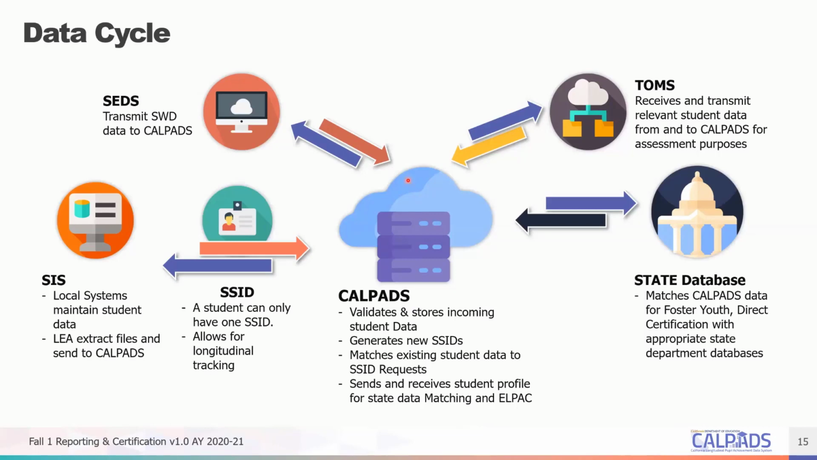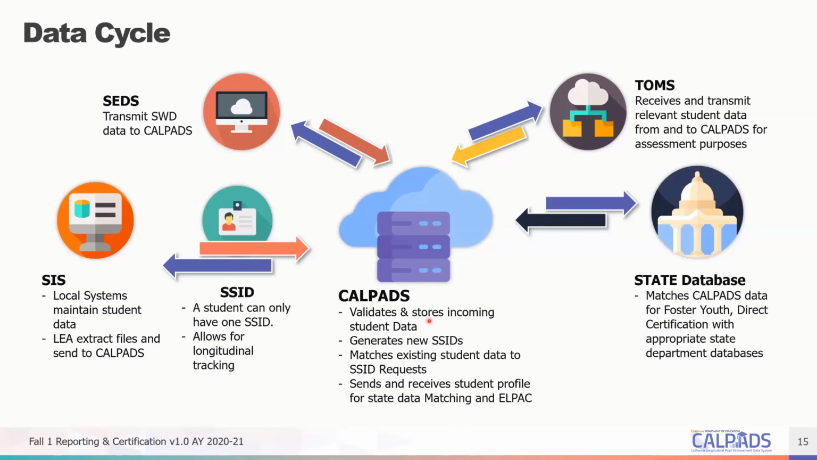So if we just look at a bigger perspective of the CalPADS process, for those who are new, this is a very simple way to illustrate how CalPADS works. You have your SIS where you normally load or update your student information, and then you extract your SENR, which includes the student's SSID, or if a student does not have an SSID, that is also included, and you submit it to CalPADS.